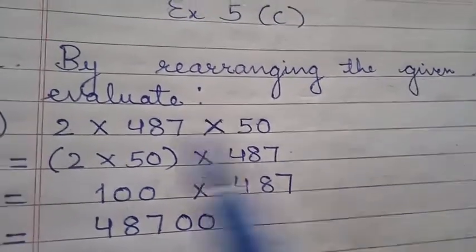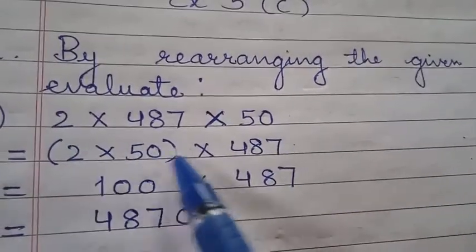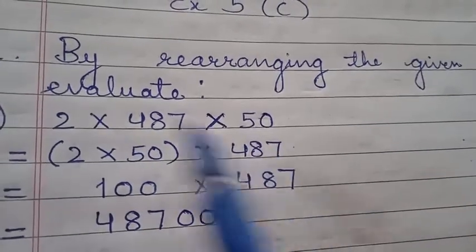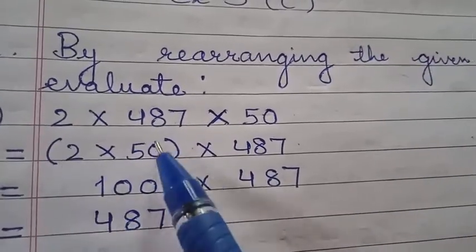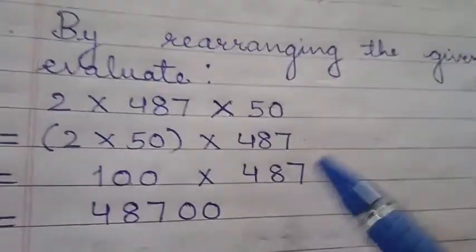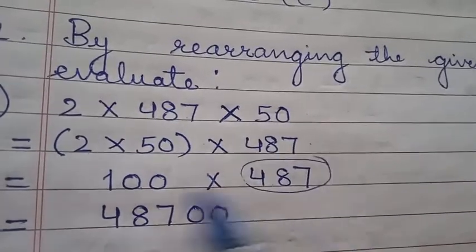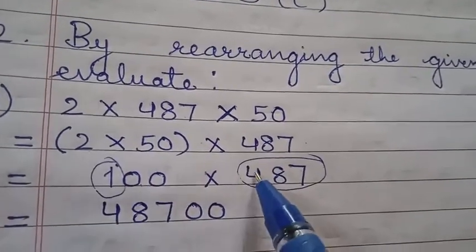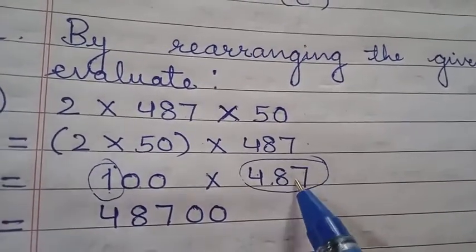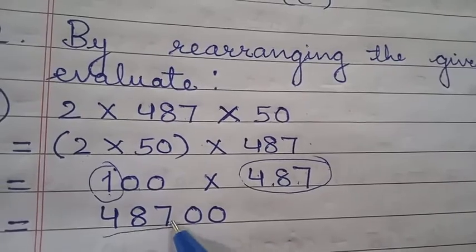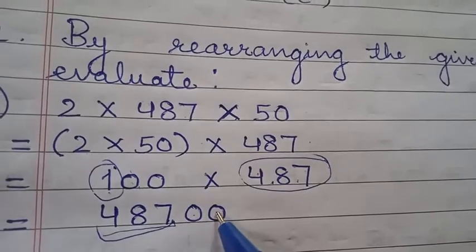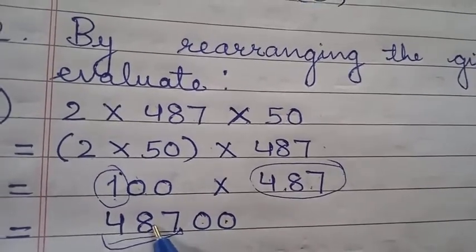So I have grouped it as 2 into 50 multiplied by 487. All three numbers are the same, only the arrangement is different. So 2 into 50 is 100, multiplied by 487 as it is. Now 487 multiplied by 1 is 487, because anything multiplied by 1 gives you that number only. And how many zeros are left? 1, 2. So our answer is 48,700.